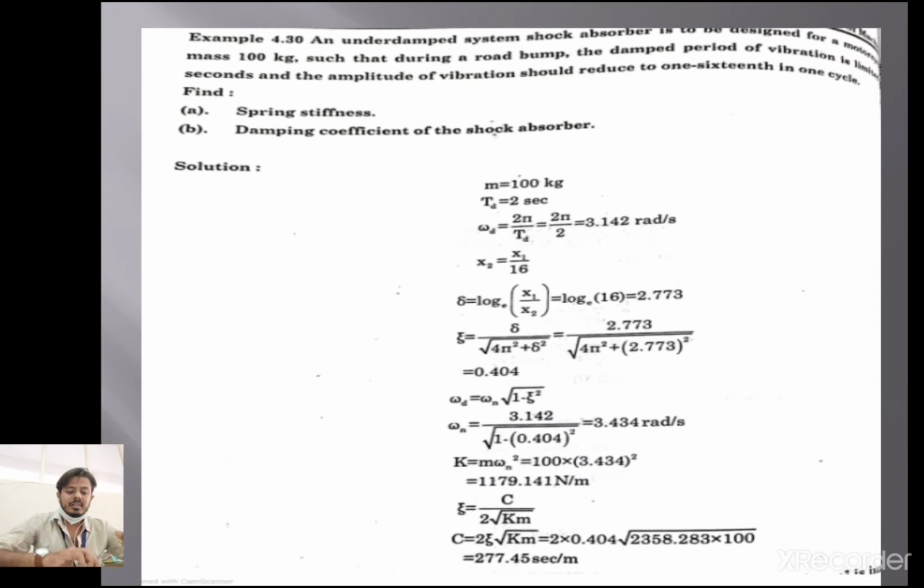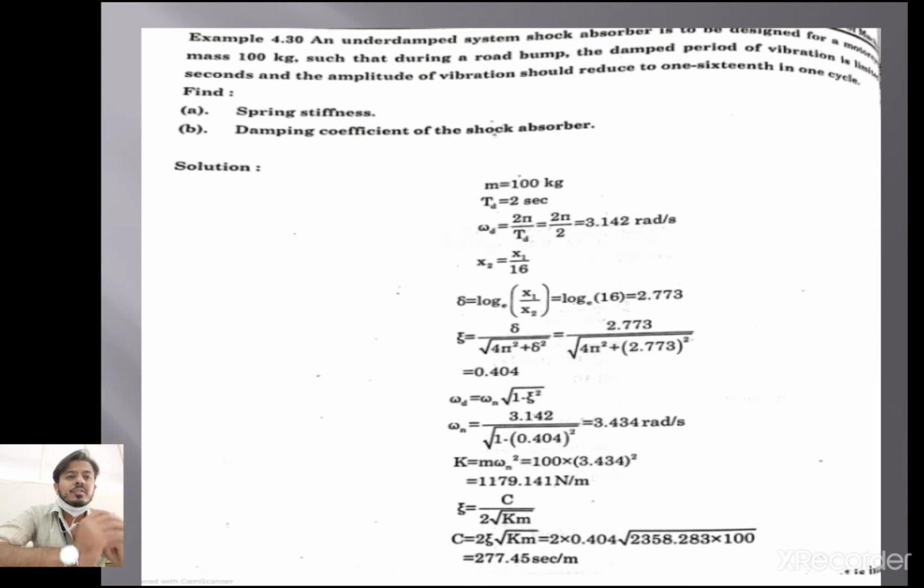Today's numerical statement is: an underdamped system shock absorber is to be designed for a motor mass of 100 kg such that during the road bump the damped period of vibration is 2 seconds and the amplitude of vibration should reduce to 1/16 in 1 cycle. Find number 1, spring stiffness, number 2, damping coefficient of the shock absorber.